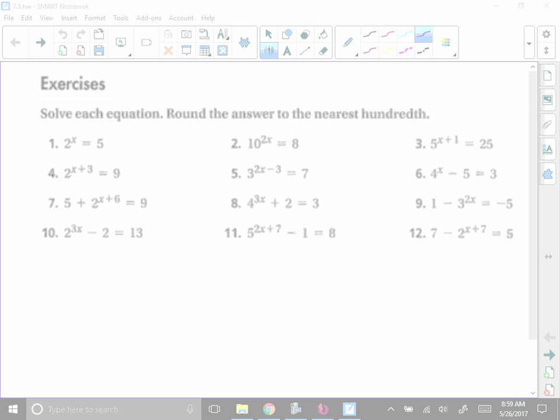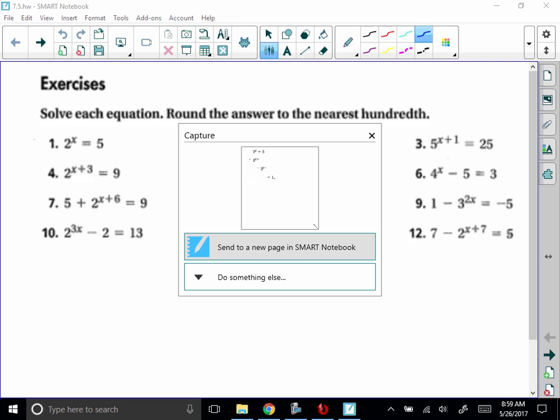All right. So number one, we'll go ahead and start right at the beginning. If you don't have a calculator, you might want to grab one. You'll probably hear all kinds of rustle in the background as students are grabbing calculators.